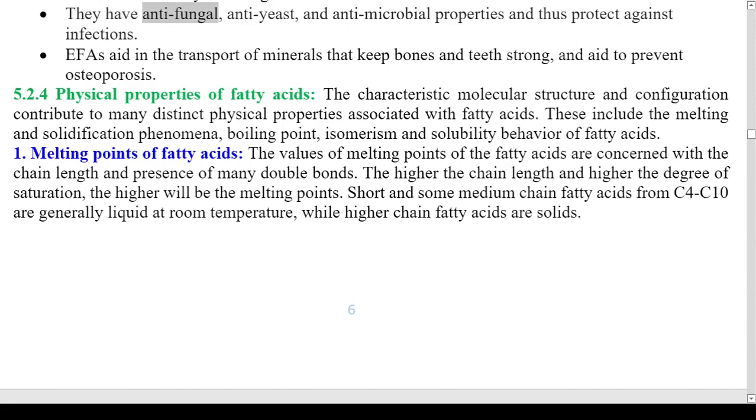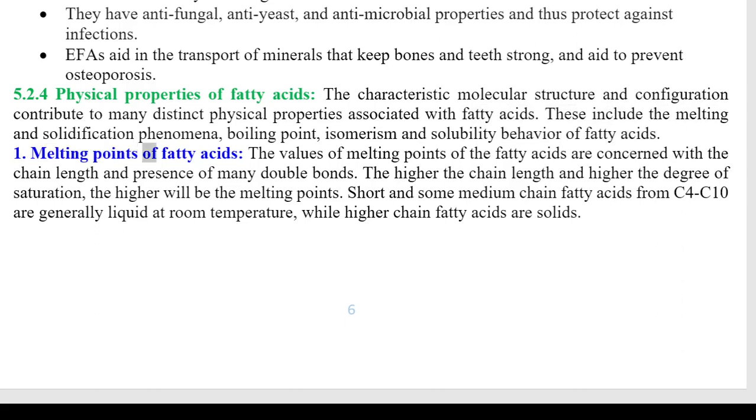They have antifungal, anti-yeast, and antimicrobial properties and thus protect against infections. EFAs aid in the transport of minerals that keep bones and teeth strong, and aid to prevent osteoporosis. 5.2.4 Physical properties of fatty acids. The characteristic molecular structure and configuration contribute to many distinct physical properties associated with fatty acids. These include the melting and solidification phenomena, boiling point, isomerism, and solubility behavior of fatty acids.